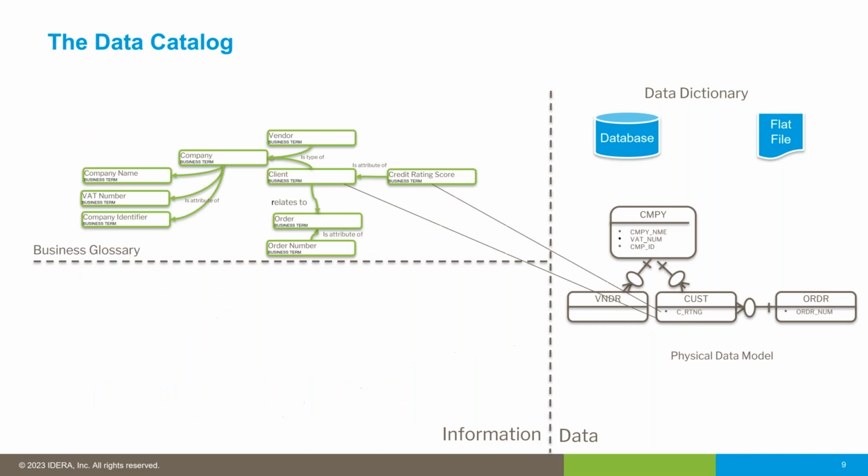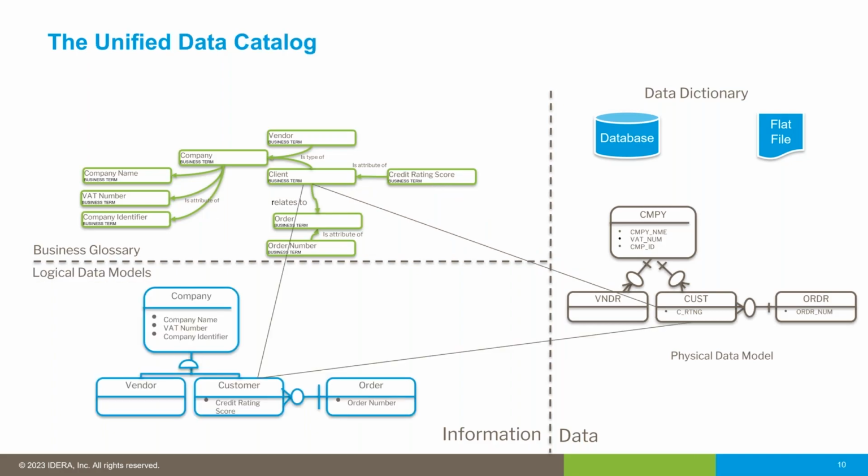Next, we'll take it to the next level where we have a data catalog, and that in turn will have a business glossary. With that business glossary, we can tie those business terms to the physical data model and have meaningful relationships. The unified data catalog takes it to the next level, where you can have the logical data models and the physical data models both tied at the heart of the business glossary. And that will provide you a greater amount of flexibility.